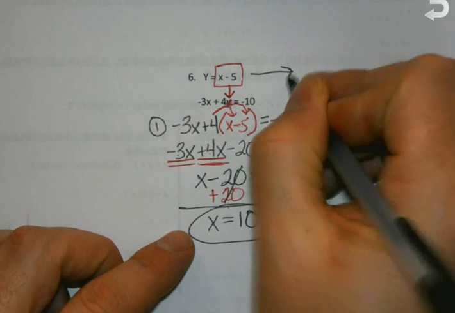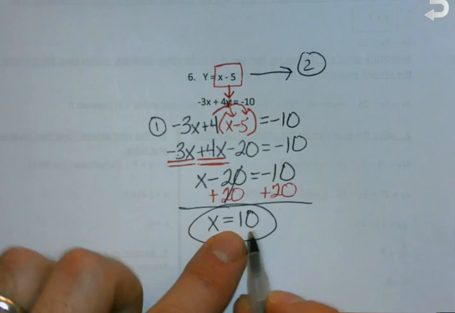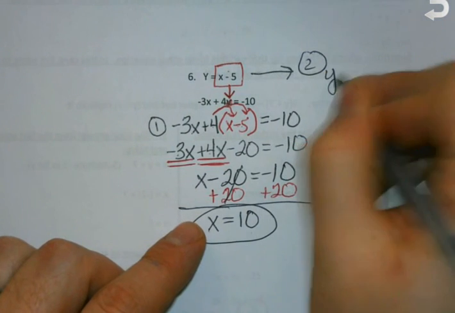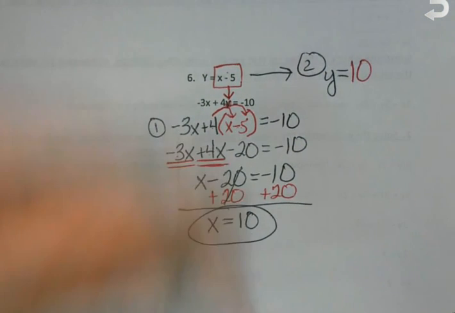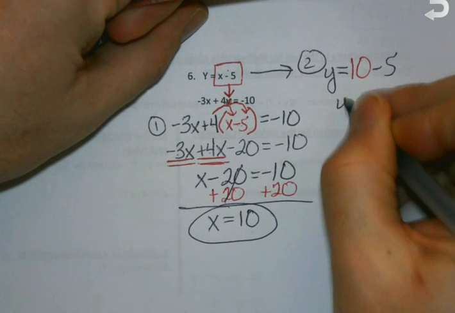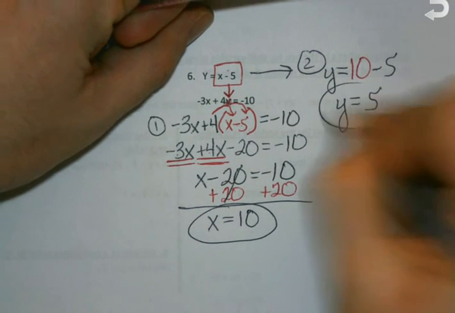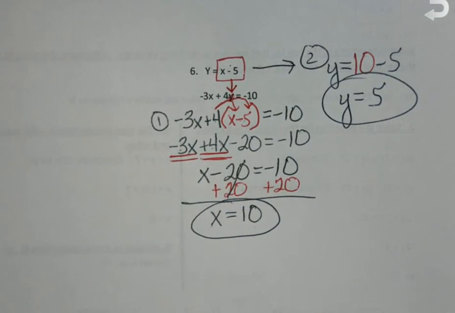My step 2 is the easy one. I know what x is now. So y equals, my x is 10. I just figured that out. Minus 5 gives me 5. And I'm done.